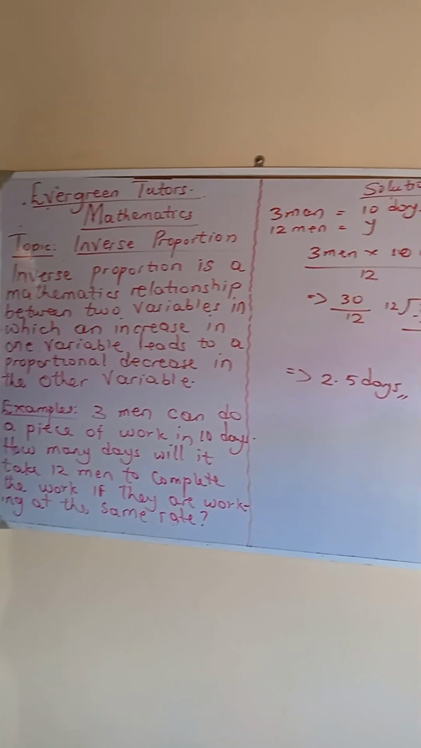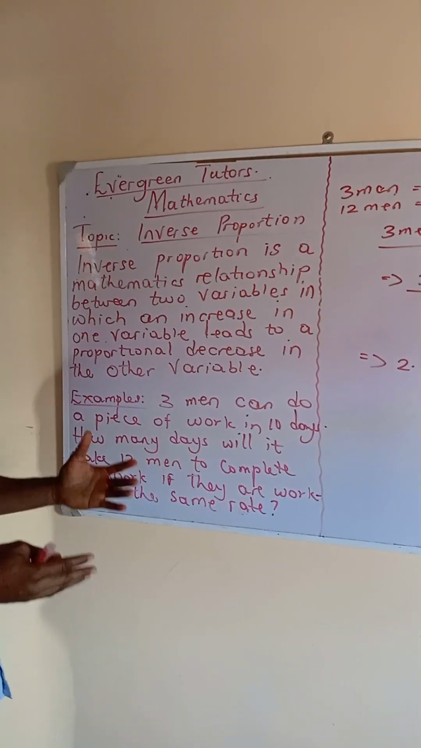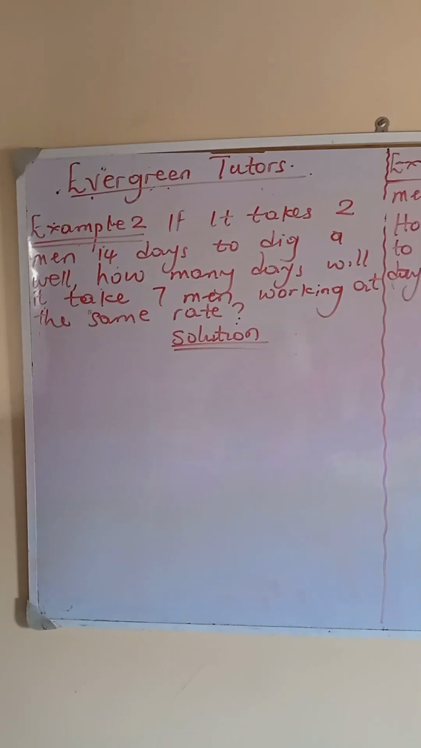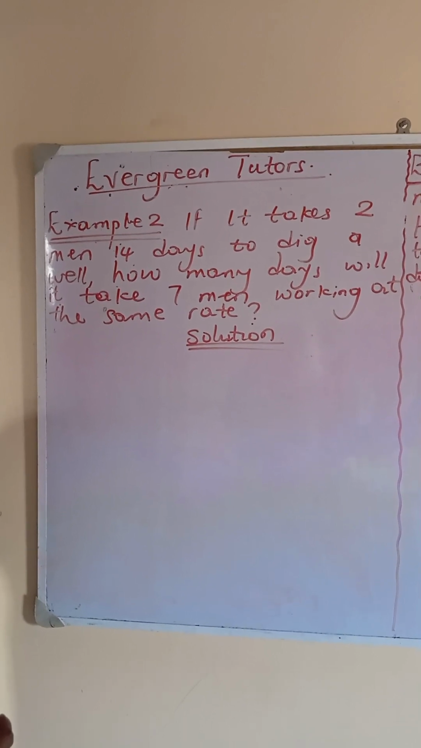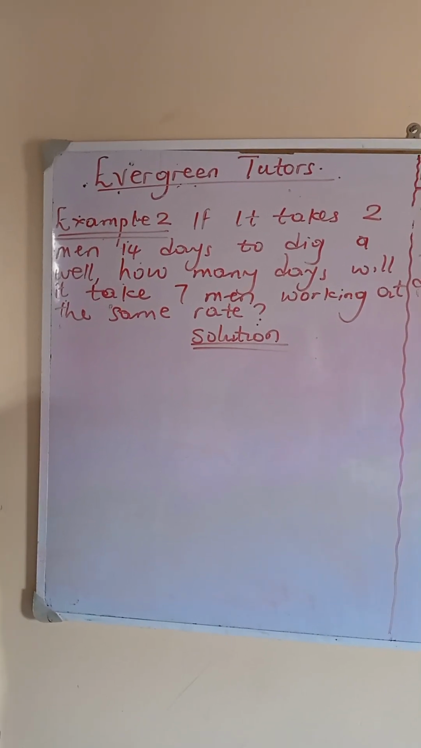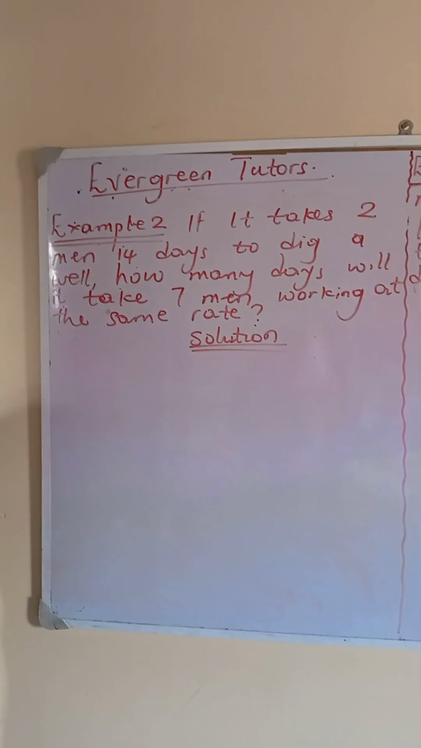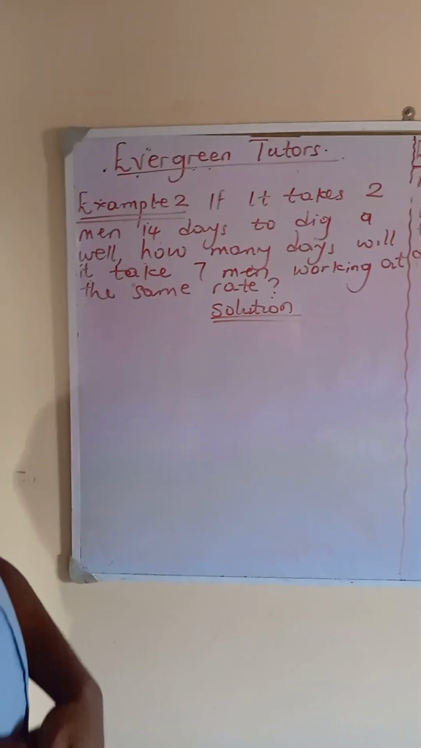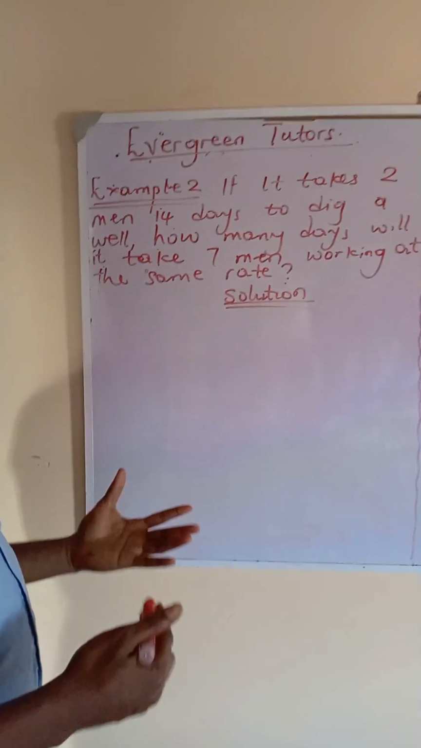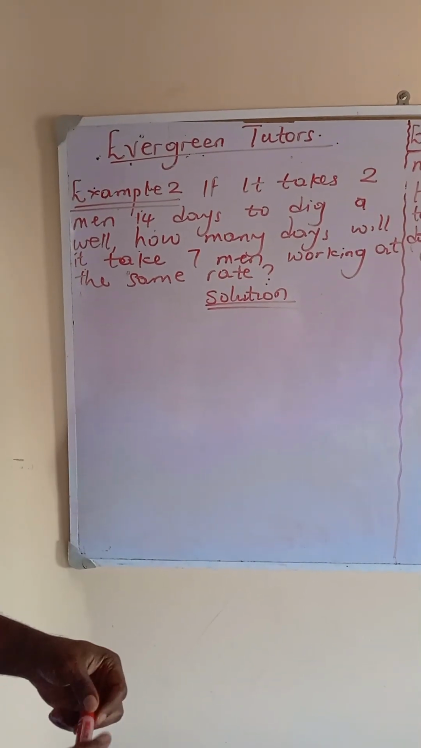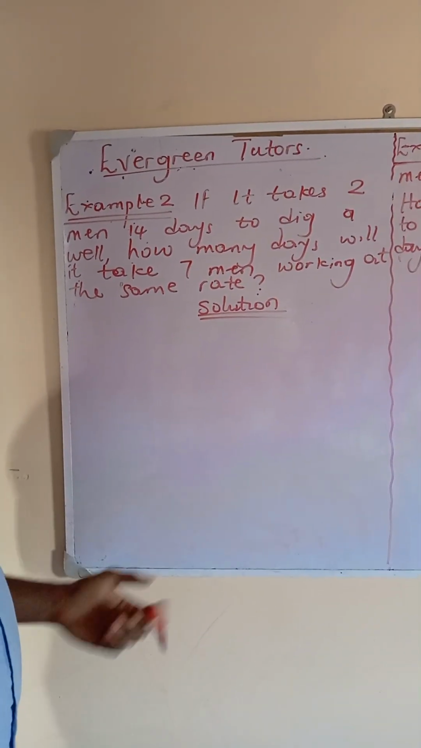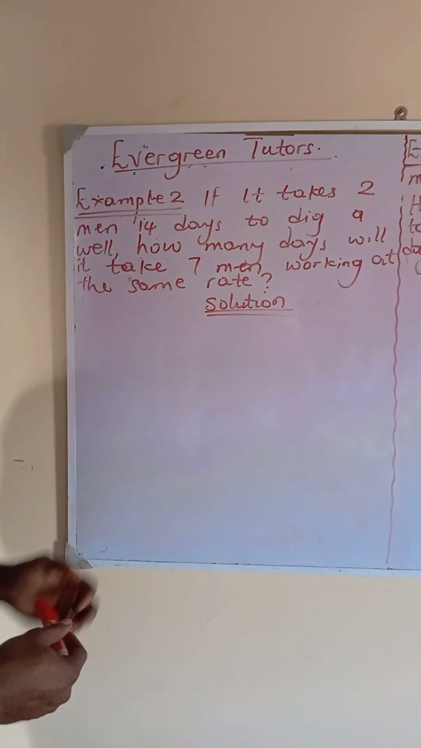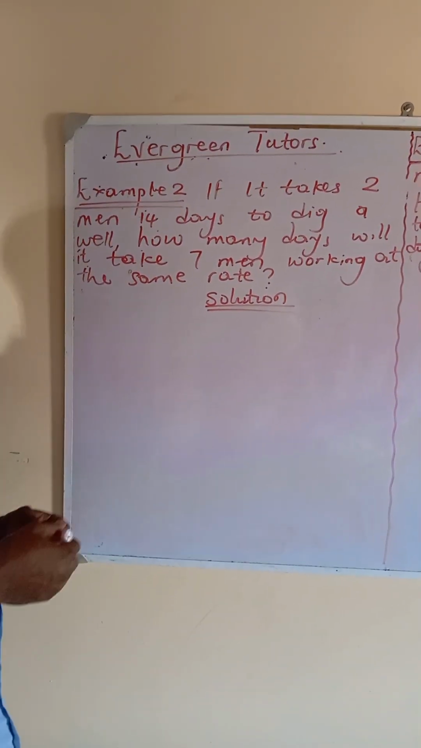We're going to look at more examples on inverse proportion. So when you see a question on inverse proportion, you will understand it. Example 2 on inverse proportion. If it takes 2 men 14 days to dig a well, how many days will it take 7 men working at the same rate? Before I solve this, I want children to be able to see a question and then tell whether this question is a direct proportion or an inverse proportion. How do they do that? By looking at the question and then analyzing it.